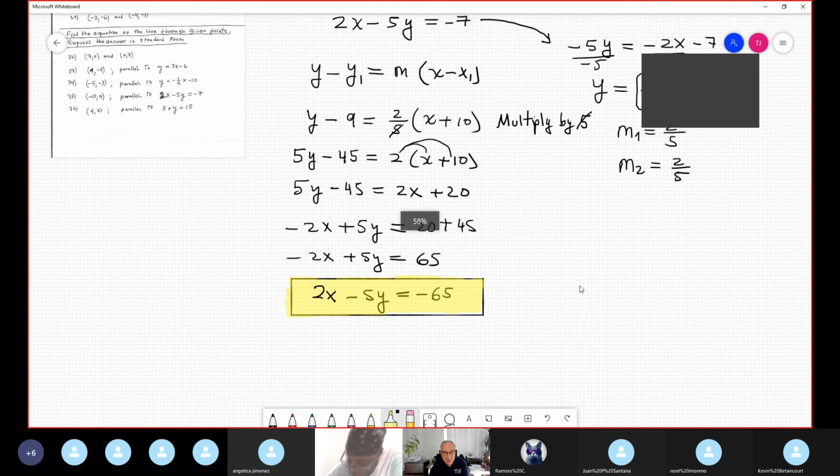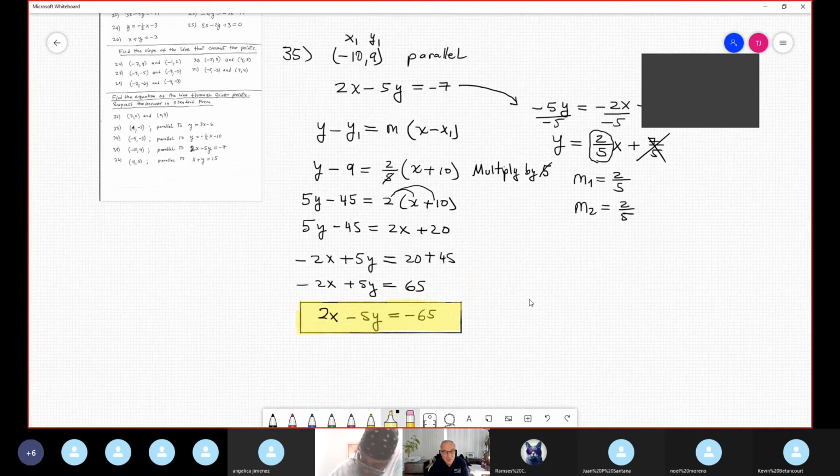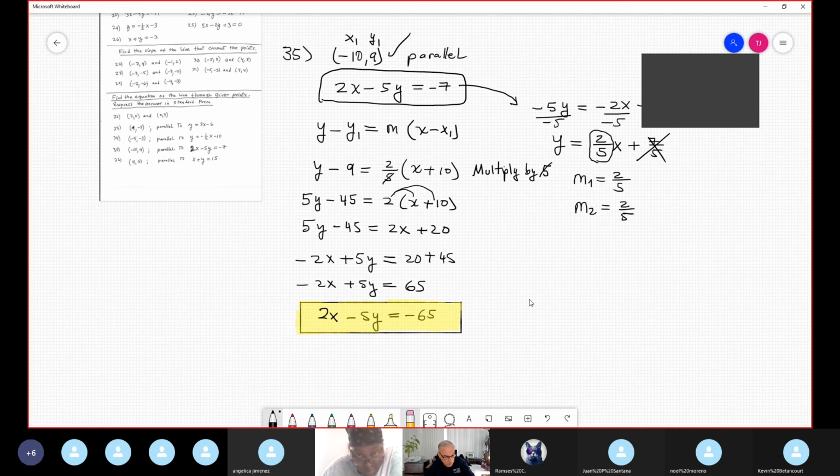The line passing through this point, and also is parallel to this line. Okay, I want to copy on one piece of paper this information because I switched the screen. The original point is the point -10,9. The given line is 2x minus 5y equal -7. And the answer that we found, I need verification because I want to make sure I did it okay or not, is 2x minus 5y equal -65.